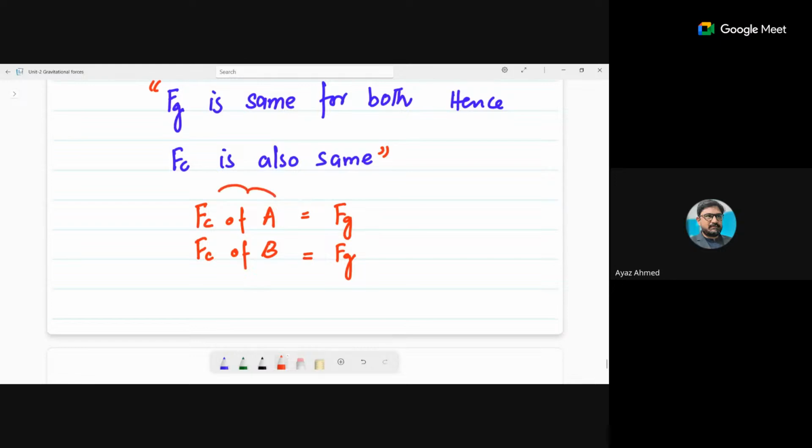So this is basically a tremendous assumption by which you can make FC equal to FG. At what point? FC is equal to FG at the bottom of the path? Not at the bottom actually.